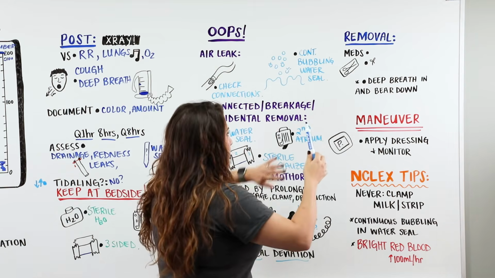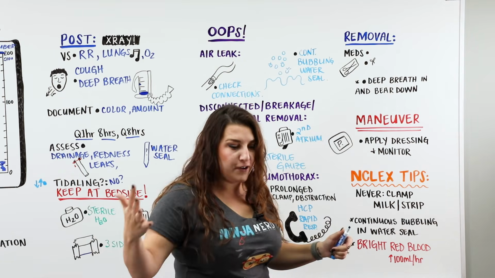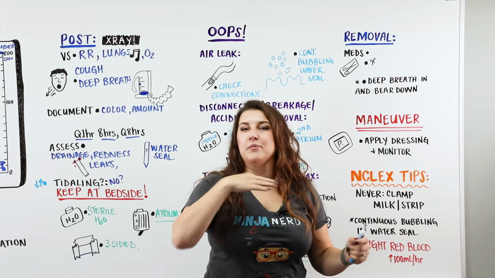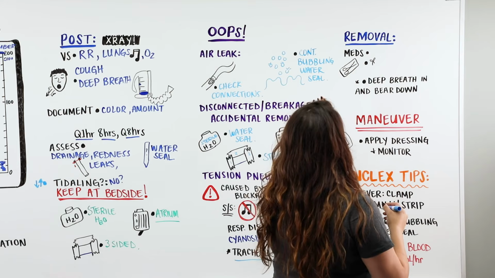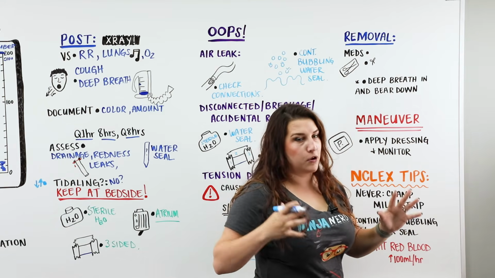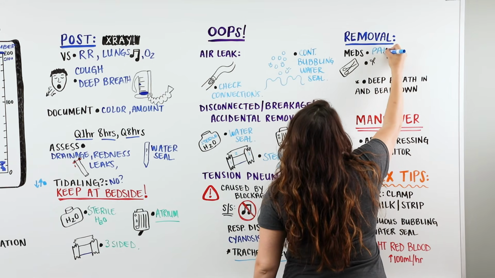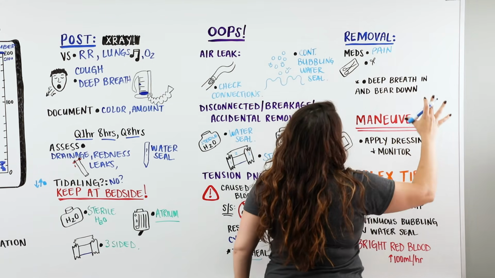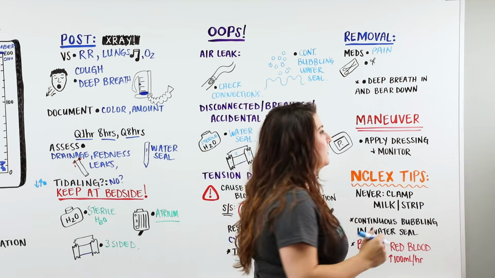Now, everything goes smoothly. Our patient's lung is expanded. Hooray, there's no more tidaling, and we are able to take this chest tube out. What are we going to be doing? We are going to remove the chest tube, and just like pre-procedure, in this part, we're going to make sure we have medications again at bedside. Typically now, all we need is pain medication. We don't need anything else because once it's removed, the patient is going to feel a lot better pretty quickly.